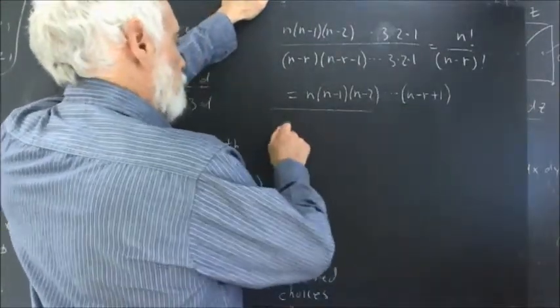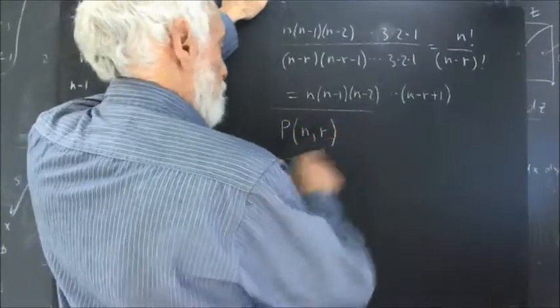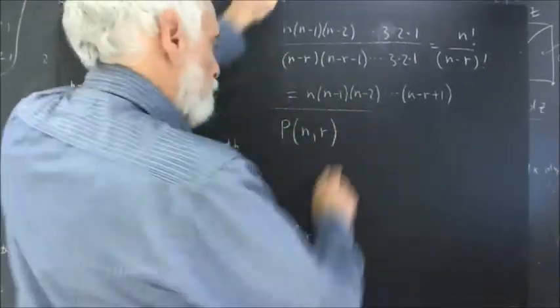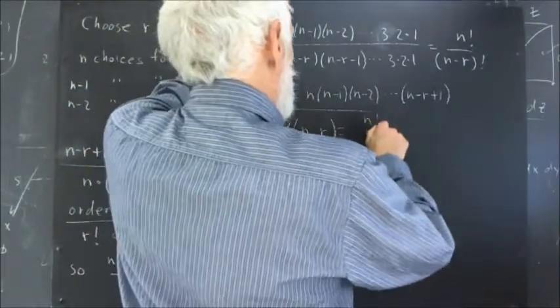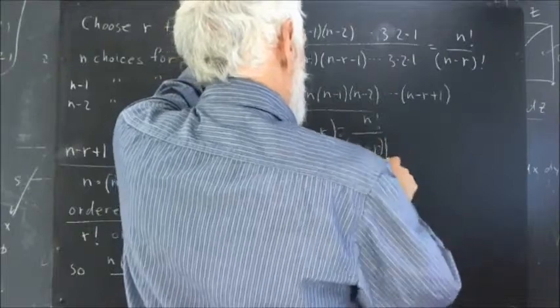We give that a name. We call that P of N R equals N factorial over N minus R factorial.